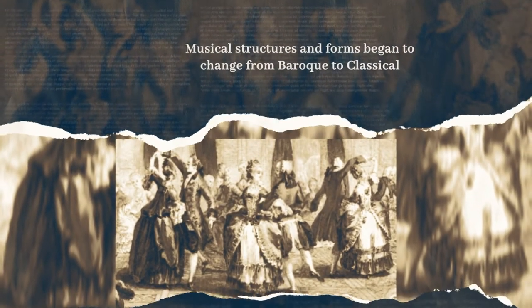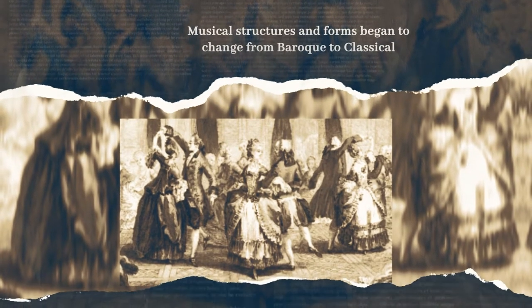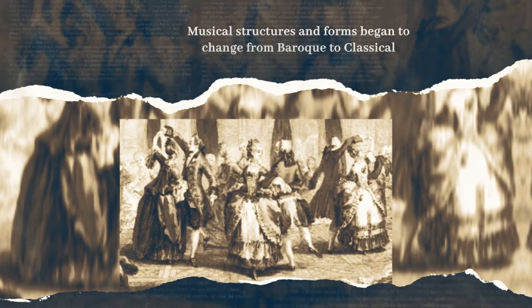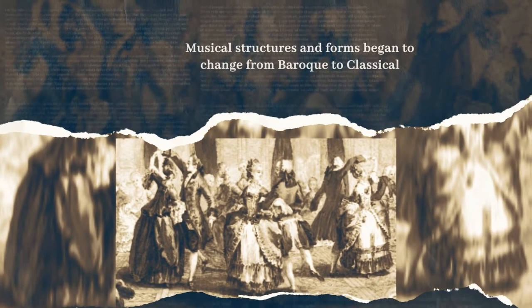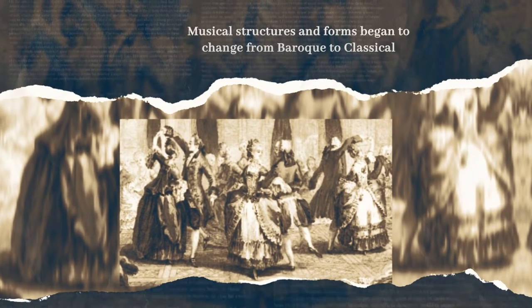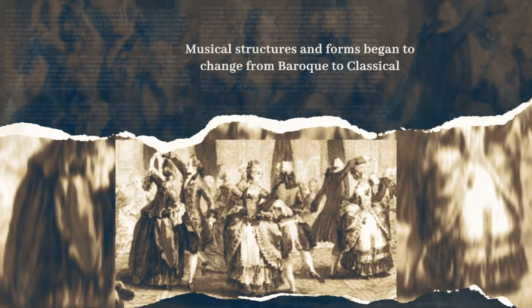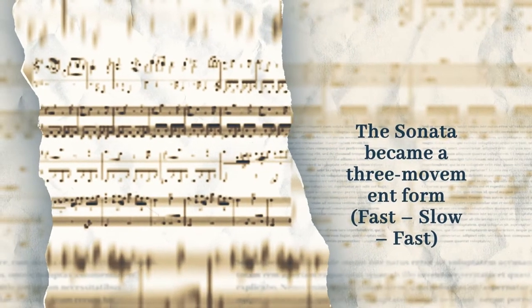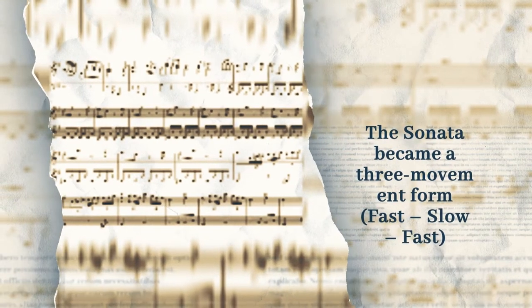Musical structures and forms began to change from Baroque to classical. The suite, consisting of six movements based on earlier Renaissance dances, developed into the sonata. This form was developed in the classical era with a clear intention of allowing the composer to develop their musical themes. The sonata became a three-movement form: fast, slow, fast.